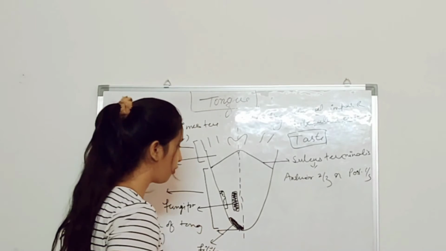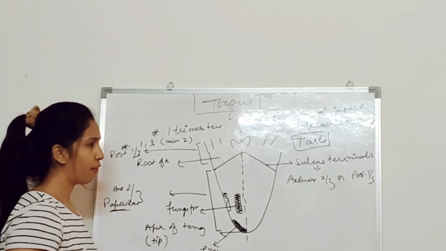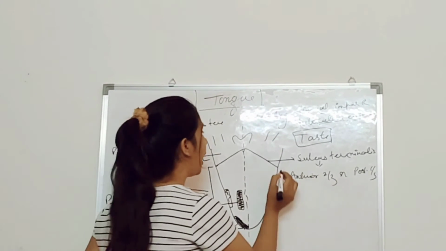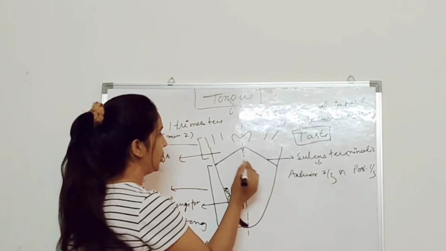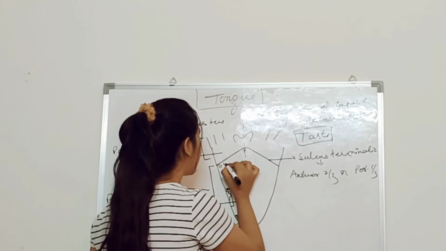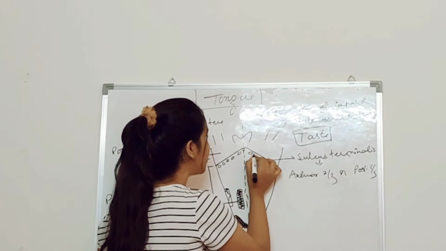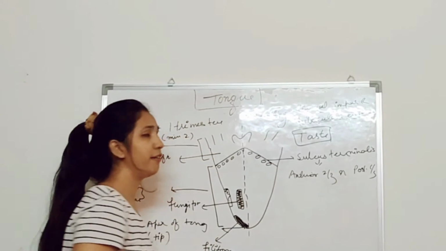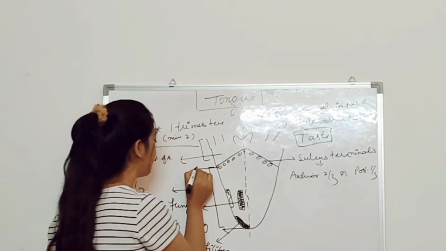These are the filiform papilla. These are the fungiform papilla. And the papilla which are present anterior to the sulcus terminalis, they are circular in shape and few in number. So we have two important characteristics.